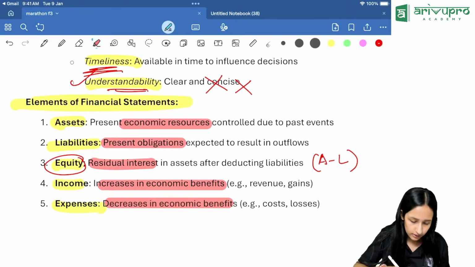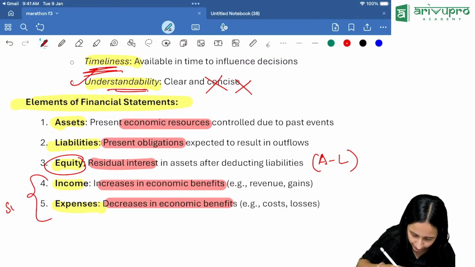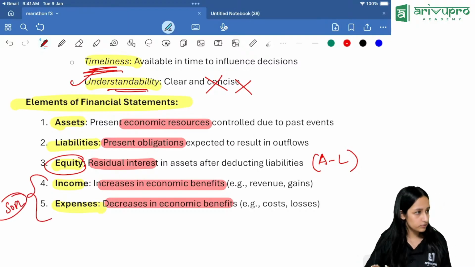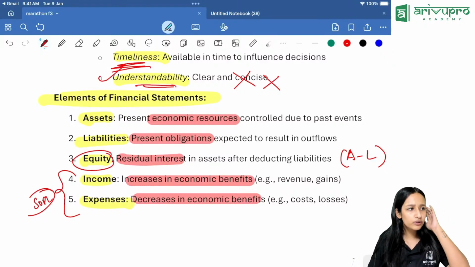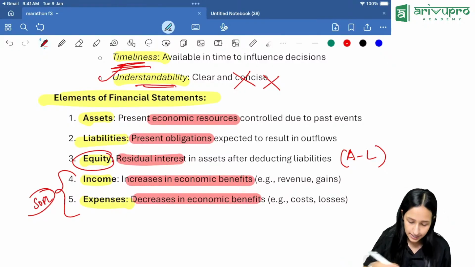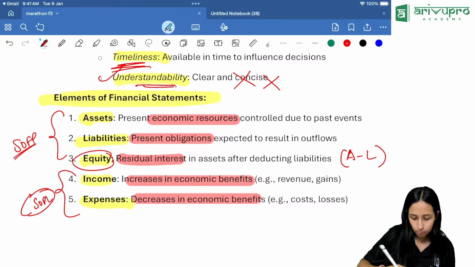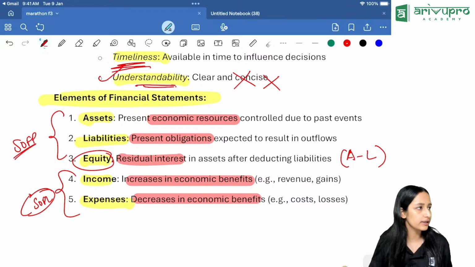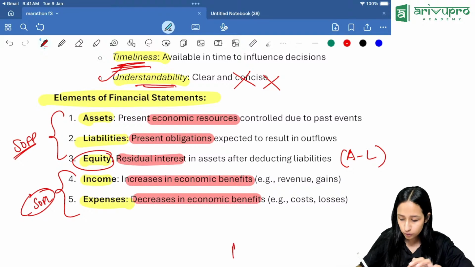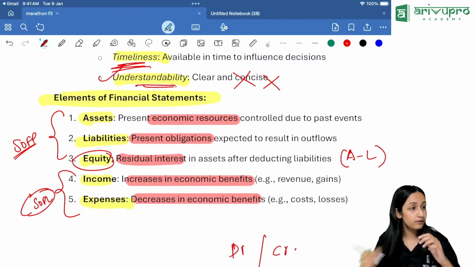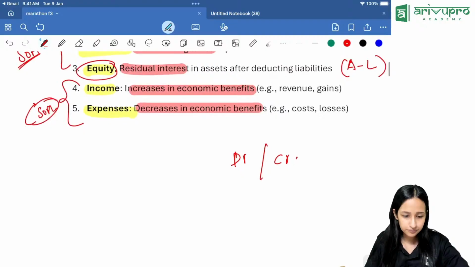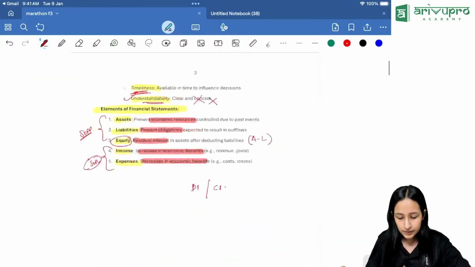That's it. Now, income and expenses come in the SOPL, the profit and loss account is what you might have heard, but we'll be looking at the statement of profit or loss. The remaining 3 come in the SOFP, the statement of financial position, in common terms the balance sheet. Got it? You need to know which is the debit side and which is the credit side, which we'll be learning in the next few chapters. With this, we are done with the first chapter.